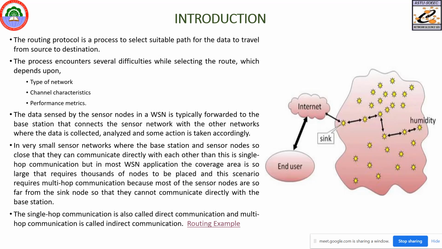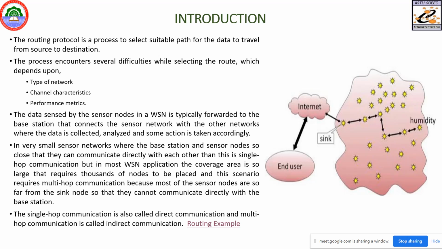In this particular routing, basically the path has to be selected to transfer the data from source to destination. The selection of path may depend on the category of network, the characteristics of that particular channel, and the performance metrics. Based on this, the communication path has to be selected.